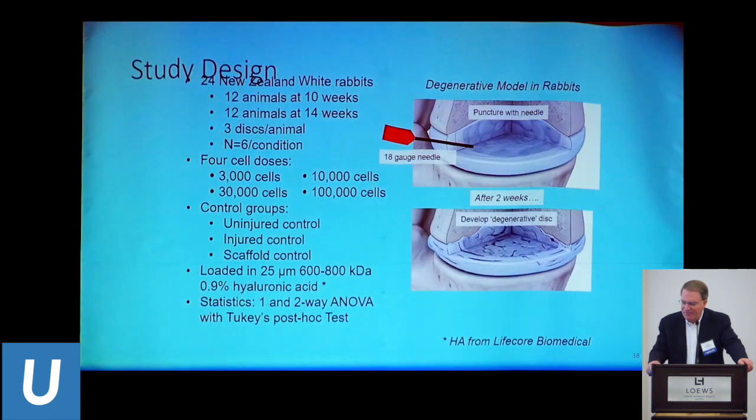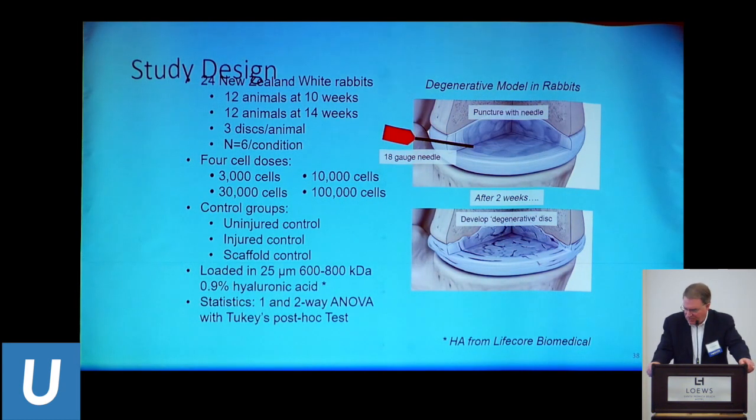So this is the GLP study that we had to do again for the U.S. FDA to work on initiating a human trial. This was 24 New Zealand white rabbits, and we used four cell doses, as you see there, between 3,000 at low dose to 100,000 cells, and then with control conditions.